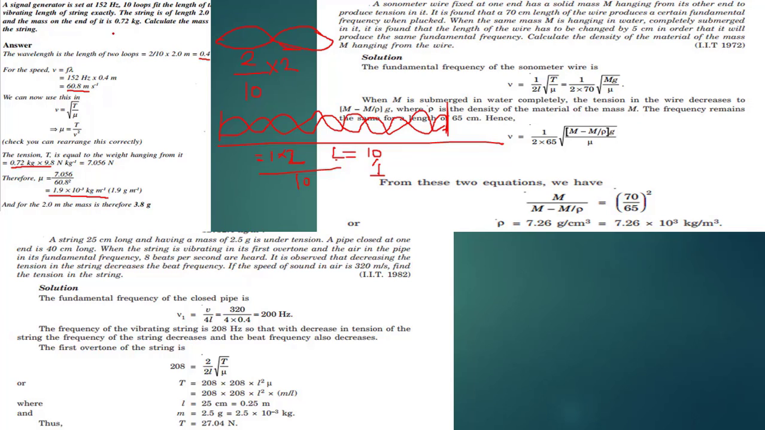But we are told to calculate the mass of the string. So we know the length is 2 meters. So multiply by 2, meters cancel meters, and you remain with the mass of the string. Okay, so 1.9 times 10 power negative 3 times 2, we get the mass of that length of string, which is equal to 3.8 grams.